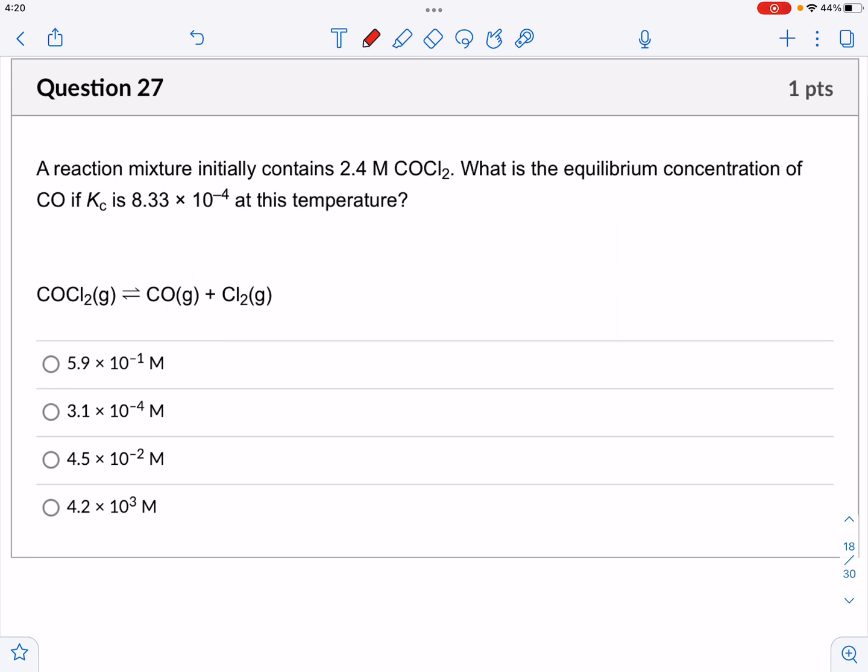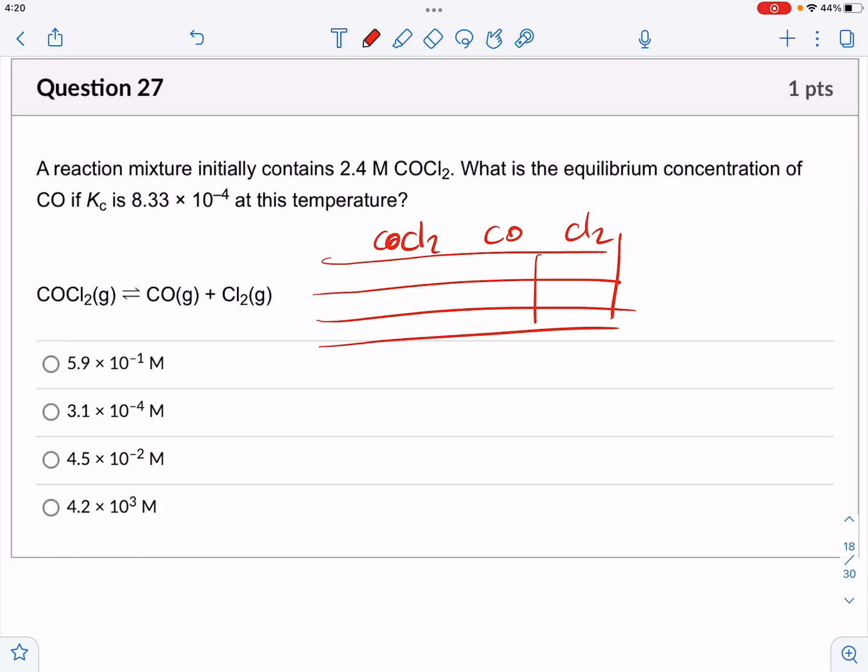A reaction mixture initially contains 2.4 molar COCl2. What is the equilibrium concentration of CO if Kc is that value? All right, so we have COCl2, we have CO, and we have Cl2. We have to do an ICE table here. So initially we have 2.4 molar of this, 0 and 0. The stoichiometry is 1 to 1, so we have minus x here, plus x and plus x.